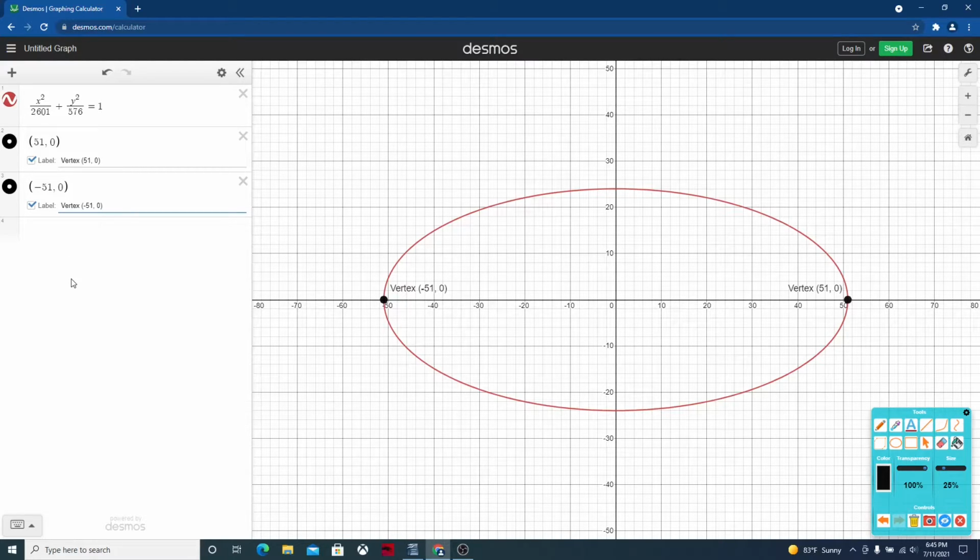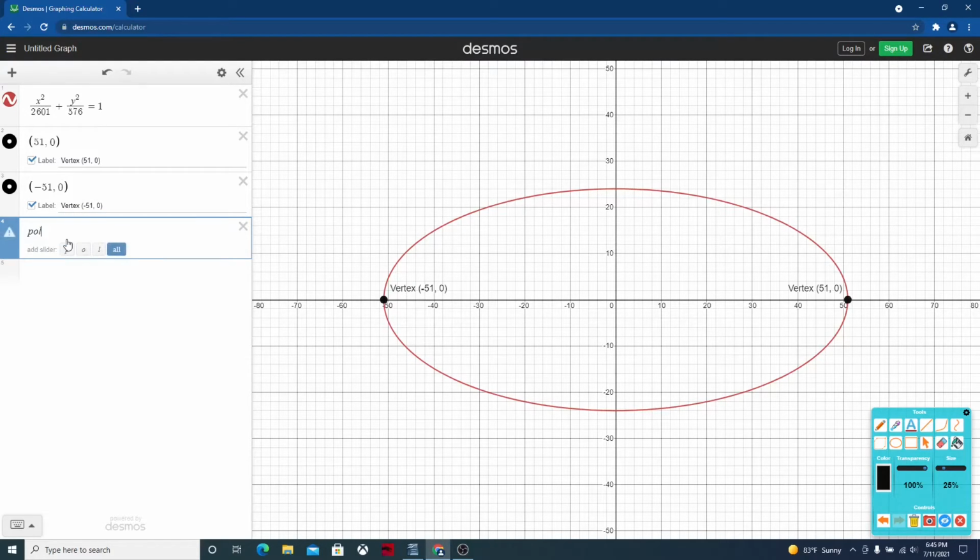Please keep in mind that 51 squared is equal to 2601, or in other words, the square root of 2601 is equal to 51. And that's where we get these points from. Okay, so these are the first 2 points that we're going to be concerned with. And we're actually concerned with the line segment that joins those 2 points.